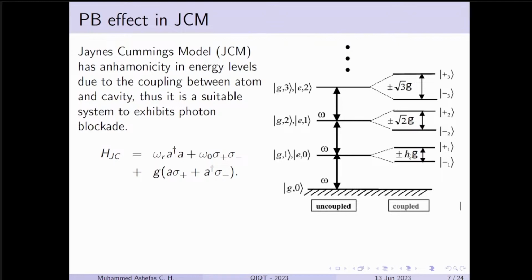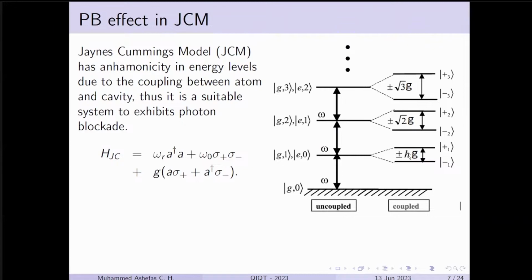Now in this diagram, I have assumed that ω_r and ω_0 are the same, equal to ω, which I have mentioned here. Then the second excited states are |g,2⟩ and |e,1⟩. These are the bare states, and we can see that these bare states are not the eigenstates of the Jaynes-Cummings Hamiltonian. The eigenstates will be superpositions of these bare states. For single excitation, the energy eigenstates would be superpositions of |g,1⟩ and |e,0⟩. The corresponding second excited states will be superpositions of |g,2⟩ and |e,1⟩, and so on.